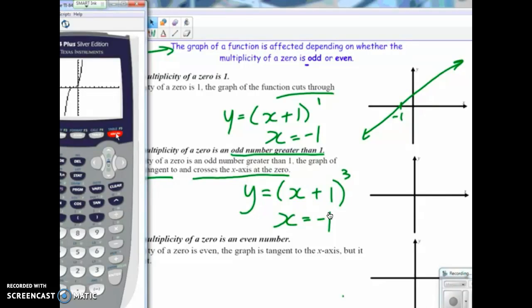We get a graph that looks like that. So yeah, once again, we still have a 0 of negative 1, but this time the behavior is different. It's tangent to, but it also crosses at that point.